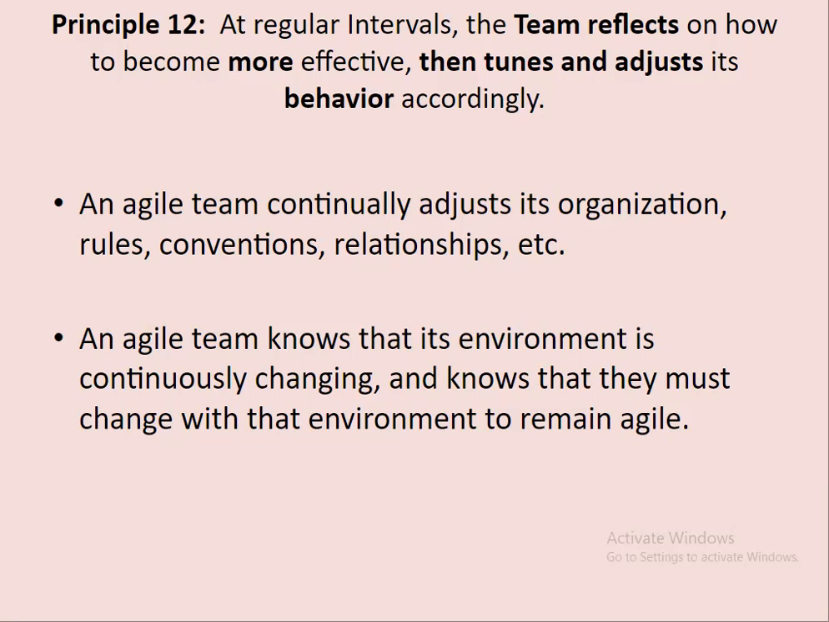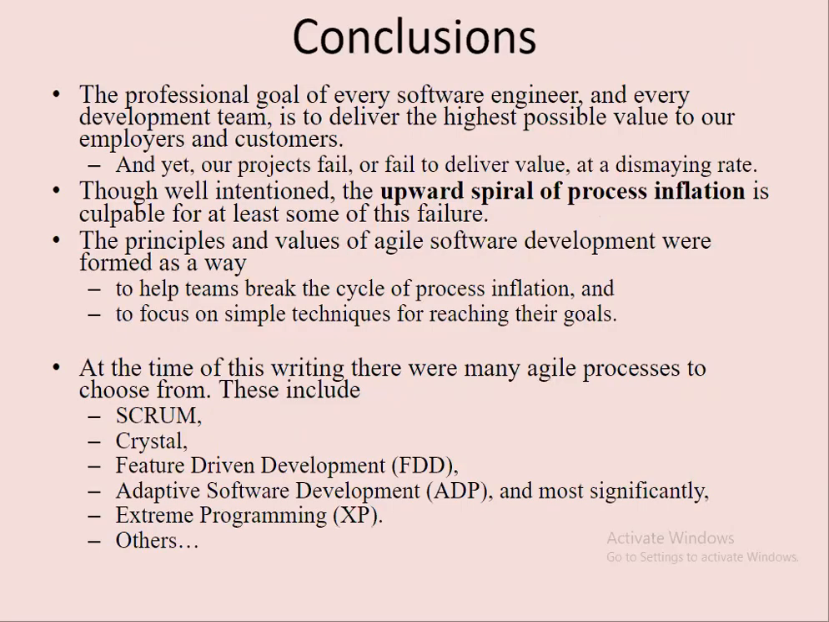An agile team continuously adjusts its organizational rules, conventions, and relationships, etc. An agile team knows that its environment is continuously changing and knows that they must change with that environment to remain agile. And this is the agile, right?